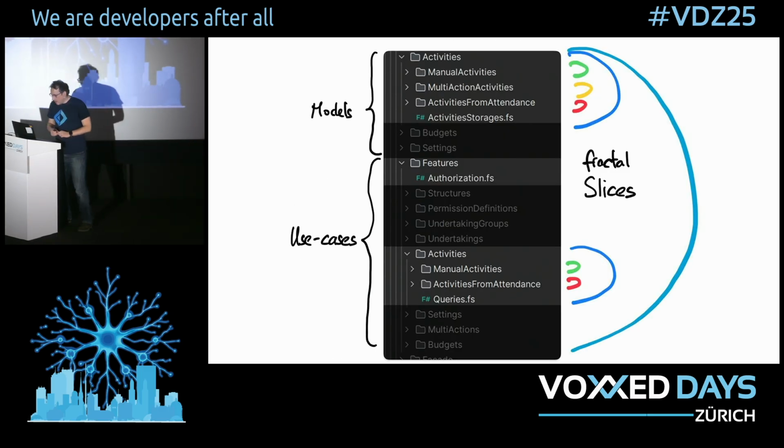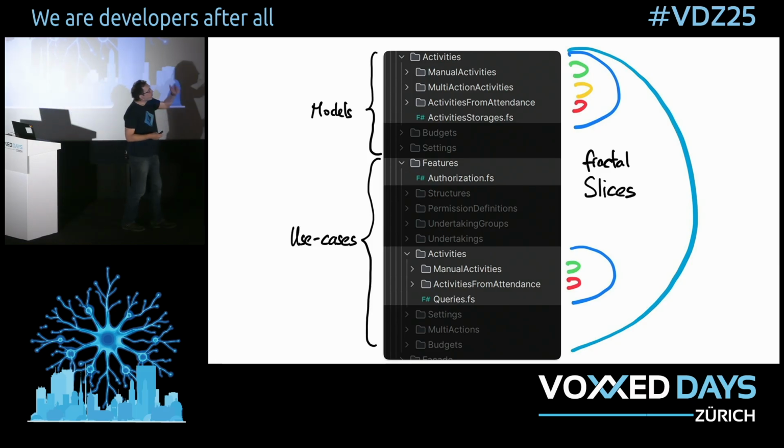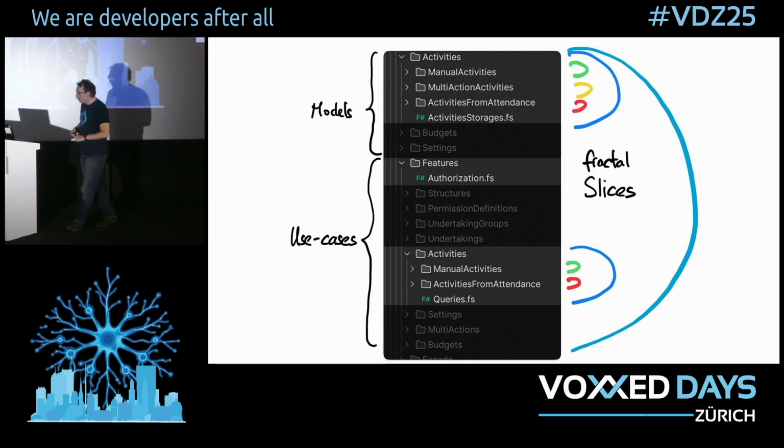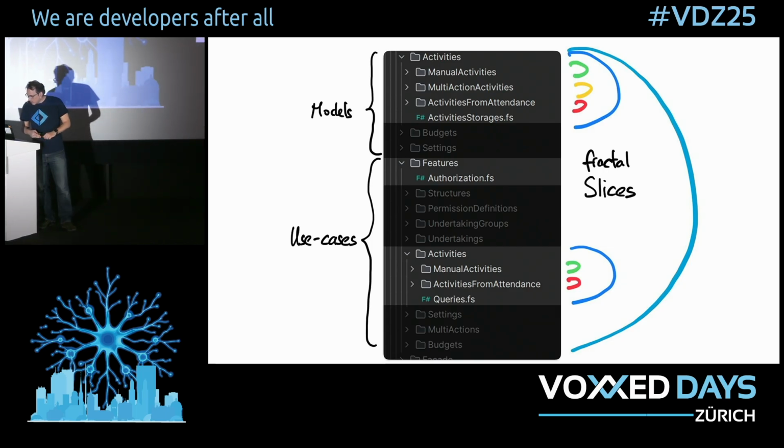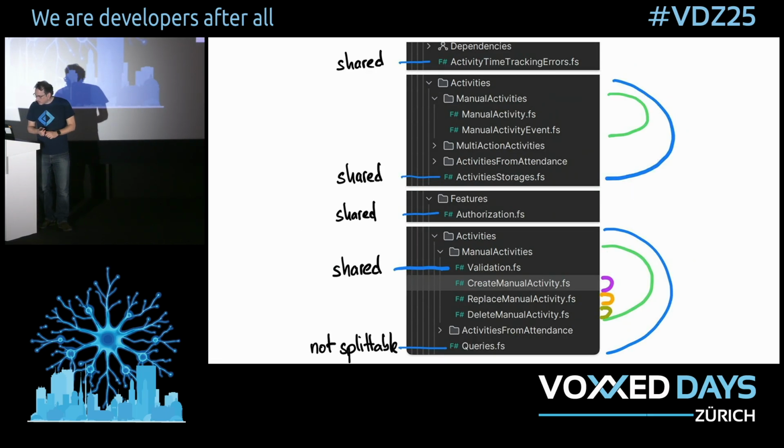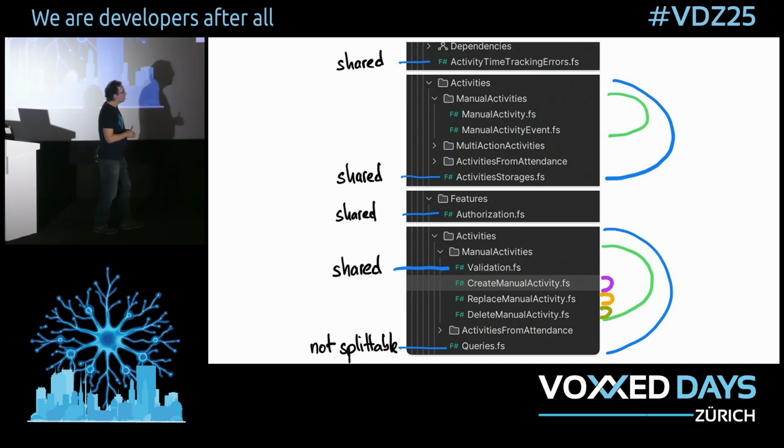So let's zoom in again into the activities. We zoom in into activities models and into the activities features. And you see, again, we have these manual activities, multi-action activities, and activities from attendance. And you see that we share some code there, like the storage and some authorization. But I guess that's better shown here. Zoom in again, and now we are at the deepest level.